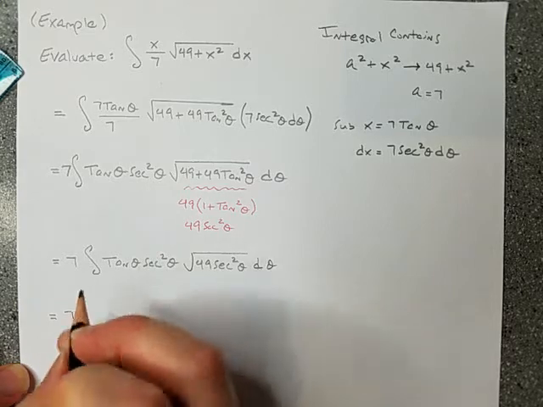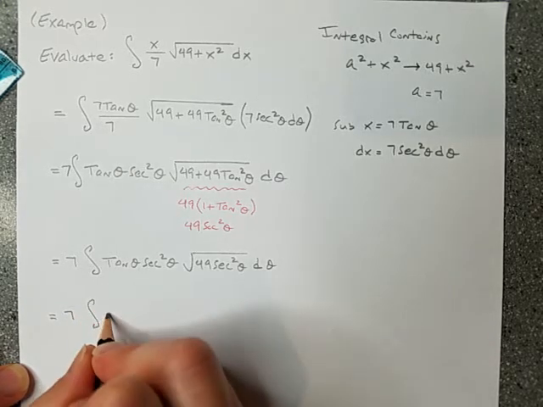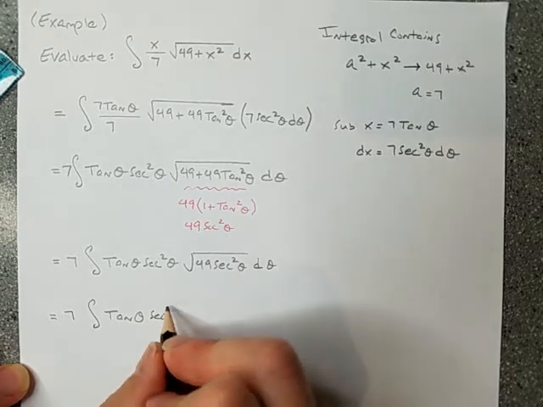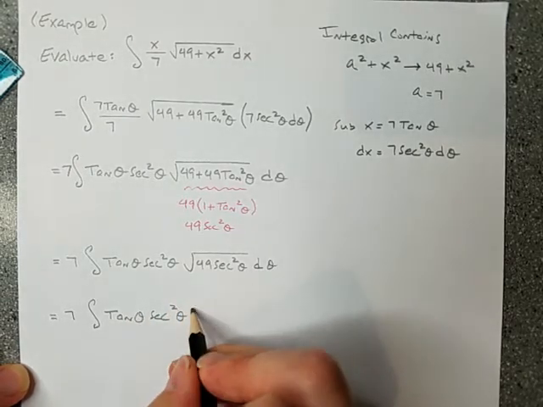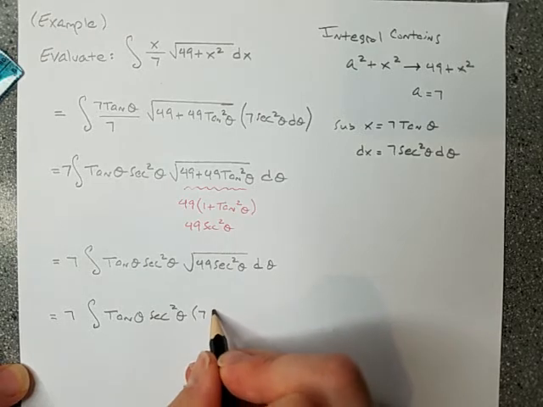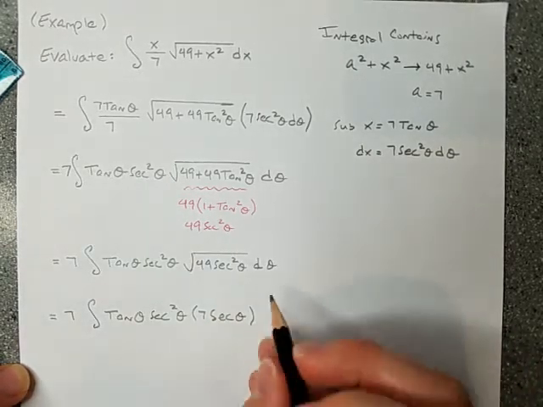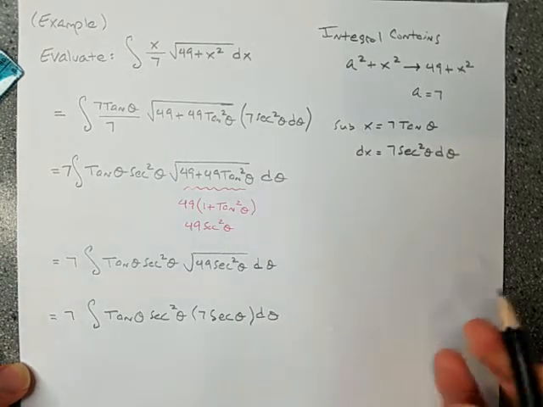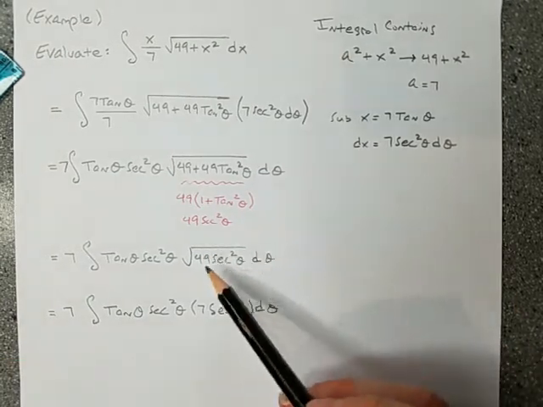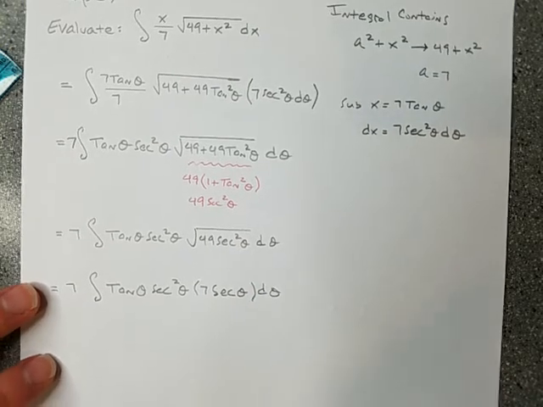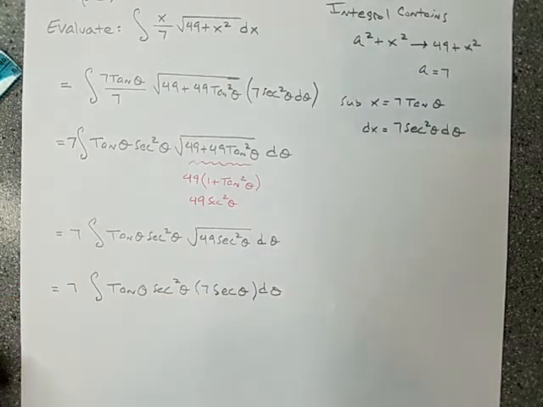I'm going to get 7 tangent theta secant squared theta, and then this will give me a 7, root 49, and root secant squared is secant. There's a little bit of fine print to that, but we can say that the square root of secant squared is secant. Okay, so don't worry too much about it, although there is some fine print I'm not mentioning.